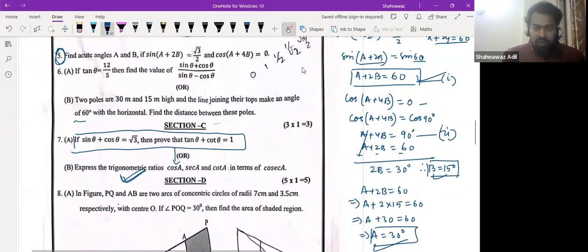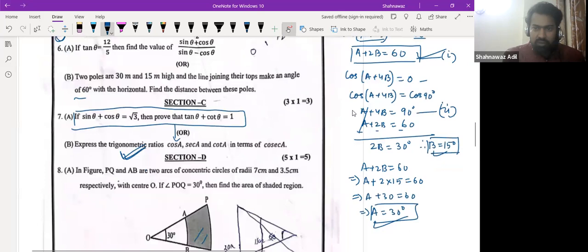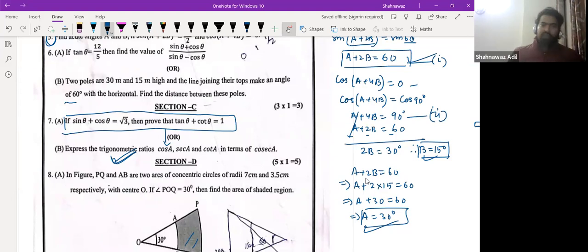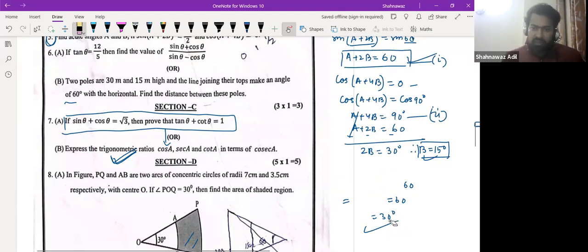Okay, yes, I got 15 for B, but I forgot that we have to put the value of B in that equation. So that is why we are practicing the question. Okay, let us try the next question.